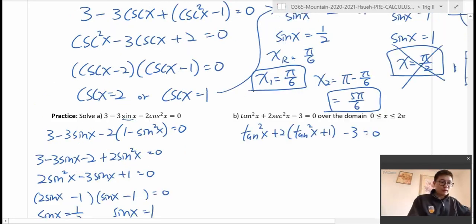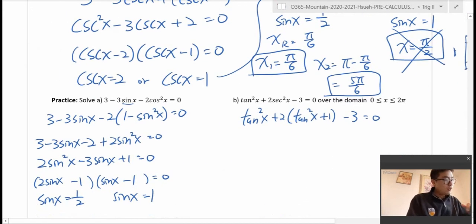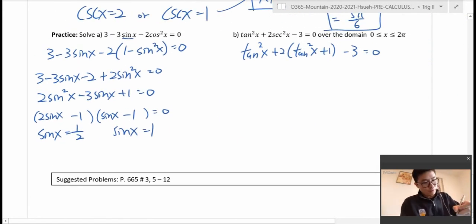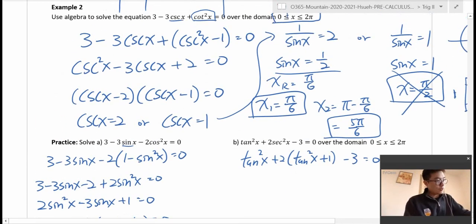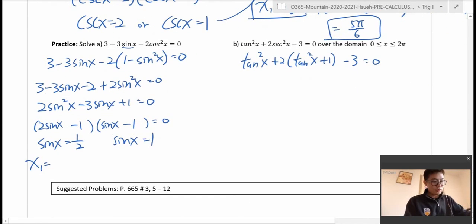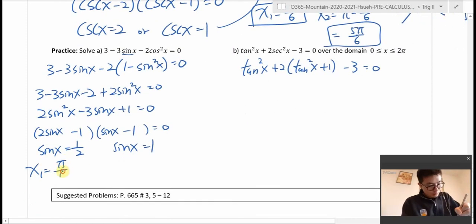Oh, this is perfect. This is exactly the same thing as the one we just did on the top here. So then I'm just going to write down the answers like what I did in the previous example, right? I got sine x equals 1/2 and sine x equals 1. What were the answers? Pi over 6, 5 pi over 6, and pi over 2. Okay, now we just need to check for the restrictions.